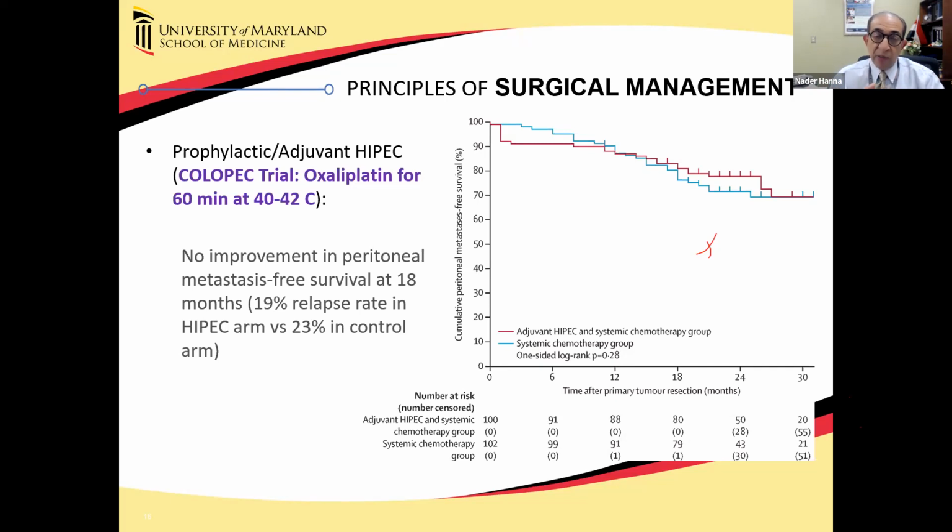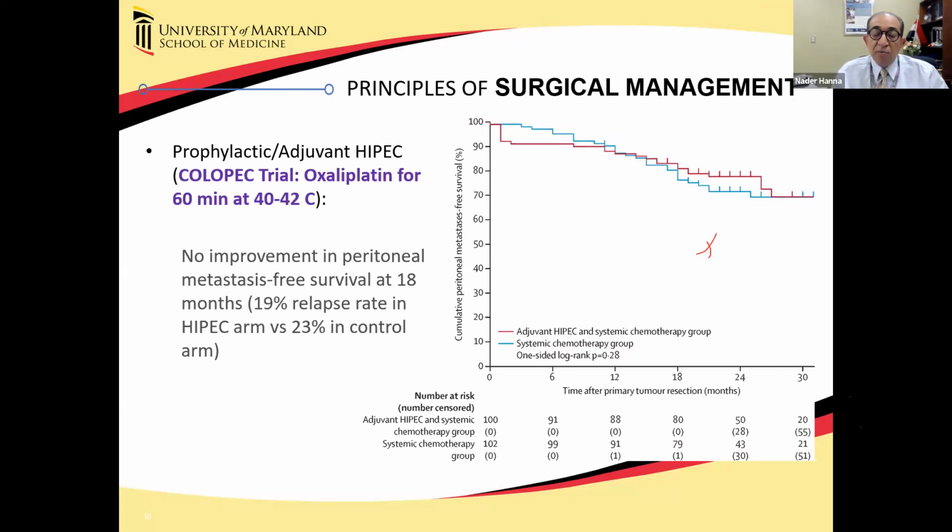Well, the answer was provided by the PROPHYLOCHIP trial, which is the trial about prophylactic or adjuvant HIPEC, where the criticism for this trial is that they used oxaliplatin for 16 minutes at 40 to 42 degrees Celsius. So this is not the standard chemotherapy that we use in the US or most of the world would use. If you're going to use oxaliplatin, 60 minutes does nothing. So there was a lot of criticism.